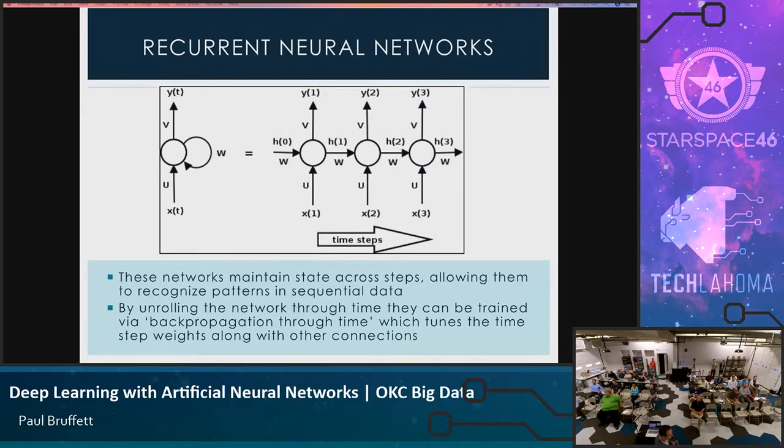So recurrent neural networks. These are my favorite because they help me solve the most problems. These networks maintain state across time steps, or across whatever our horizon is, allowing them to recognize patterns in sequential data. That's the key, right? We saw ordinary neurons, where they just took an input or a set of inputs, and then gave us an output or connected to another layer. These neurons are fundamentally different in that they're more sophisticated inside, in that they connect to themselves over time.